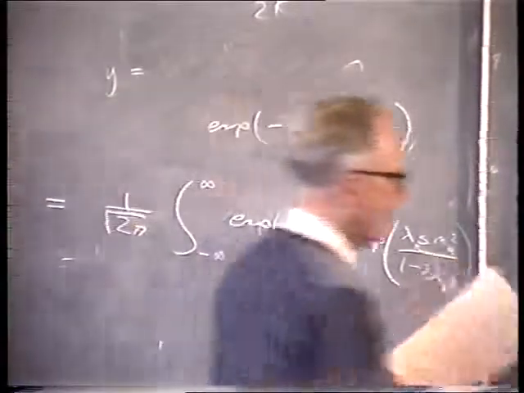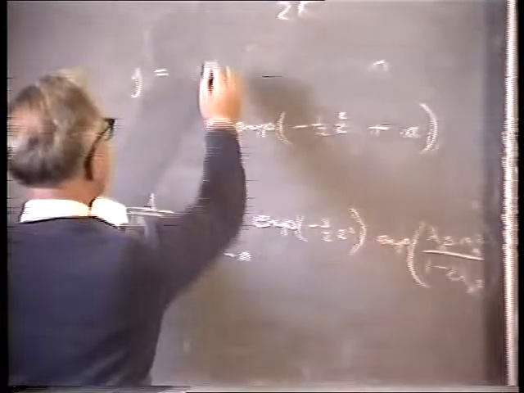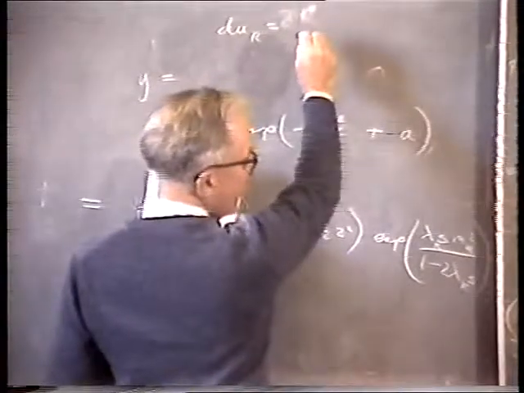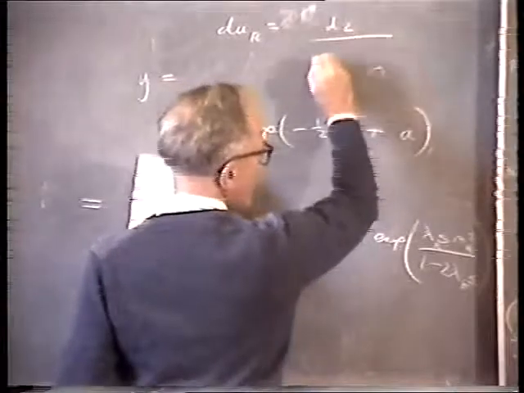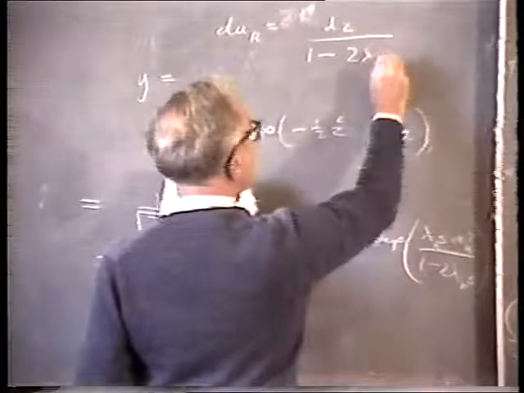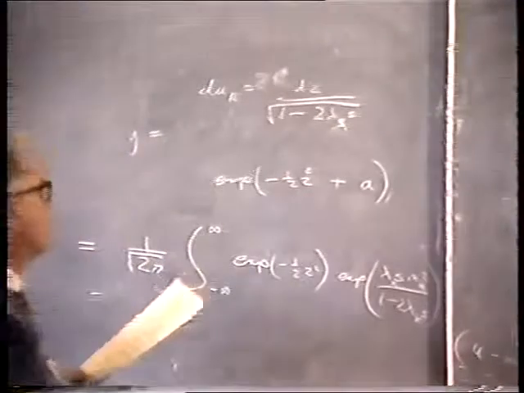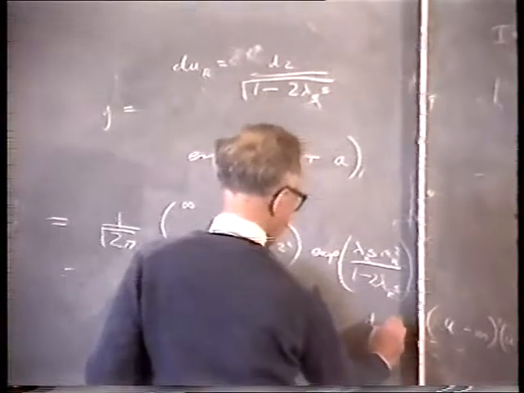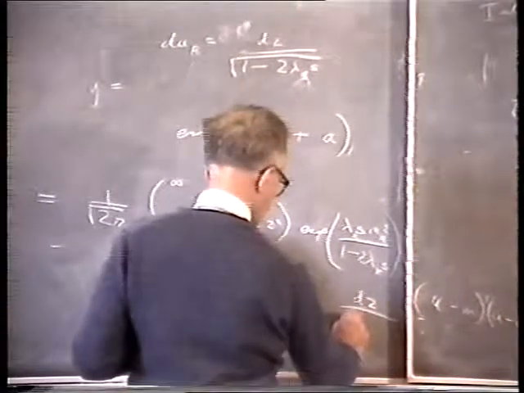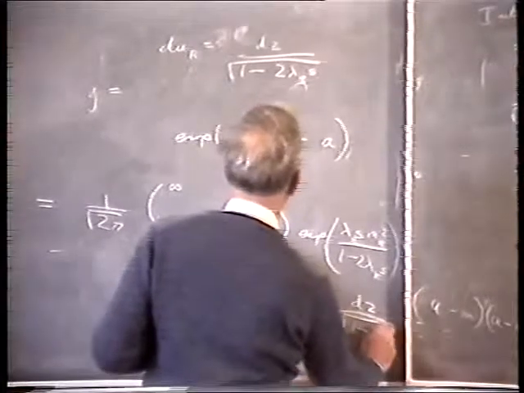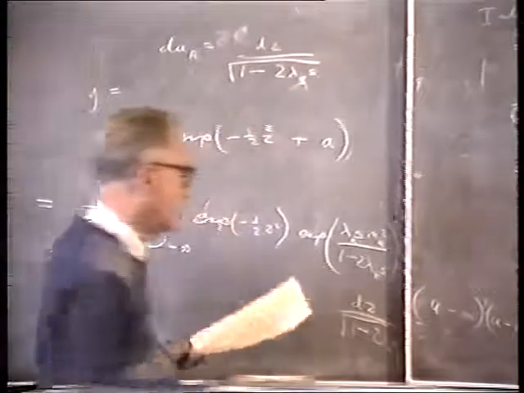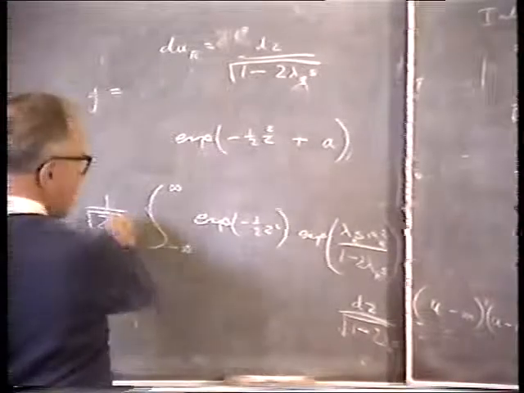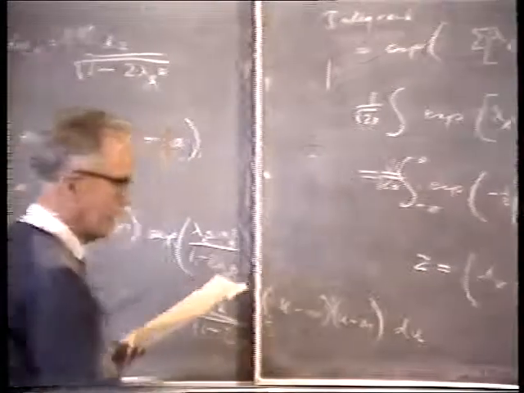Then, of course, in place of du_k, we want dz, and du_k equals dz upon the square root of 1 minus 2 lambda_k s. So this integral becomes this integral after we change the variable in this way.